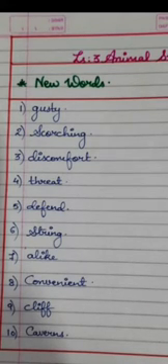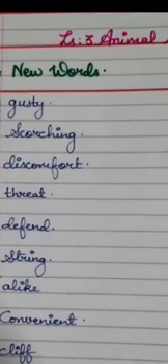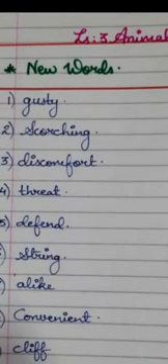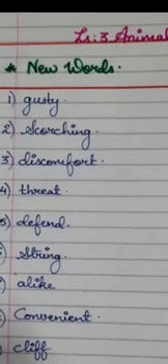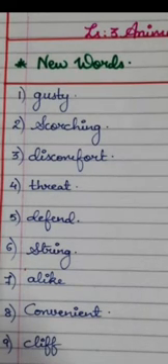Second one, scorching. Scorching means what, children? Very hot. You remember scorching sun? Yes, that is too much heat of the sun. Scorching means very hot. Spelling: S-C-O-R-C-H-I-N-G, scorching. I repeat, S-C-O-R-C-H-I-N-G, scorching.